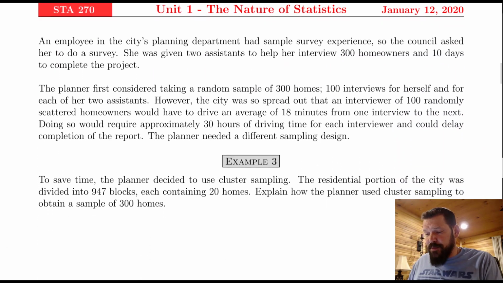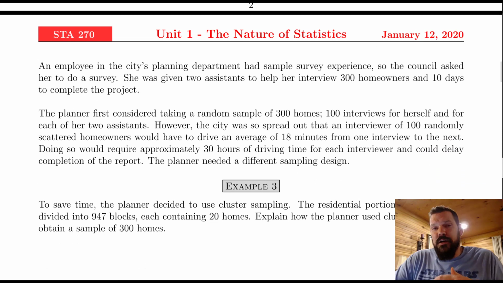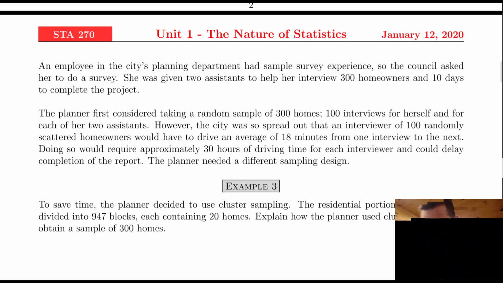So they did have a person in their planning department who had a little bit of a statistical background, and she sat down and came up with a plan to get a more accurate representation of the population in Tempe, Arizona. So what she decided to do was cluster sampling, and initially she had two assistants, and so they needed to come up with 300 homeowners to interview for the project.